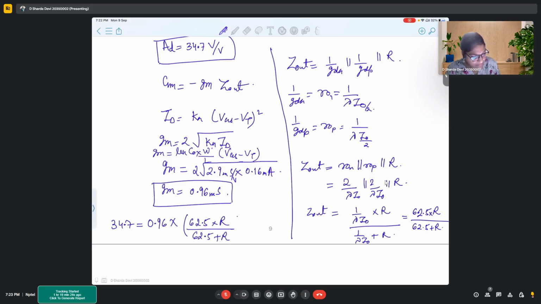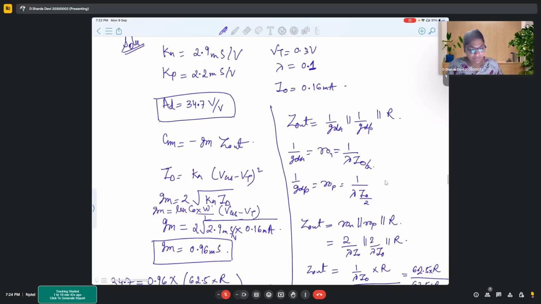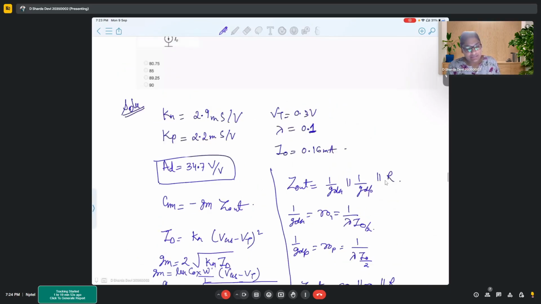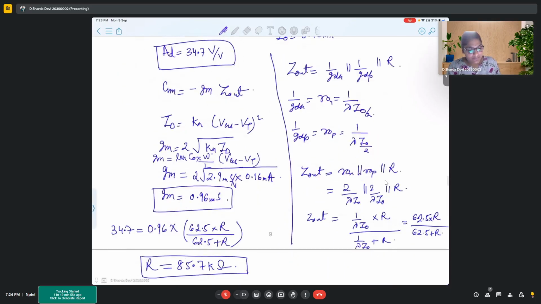62.5 plus R. By solving these two, we will get the value of R to be 85.7 kilo ohms. So it was rather straightforward. We didn't have to do anything. It's simply gm into Z out, as we know for the CS amplifier. The basic gain that comes out is gm into Z out. So from there, we have simply solved this problem.